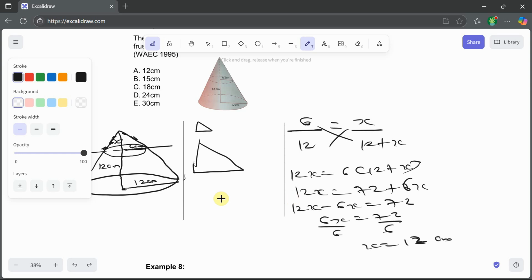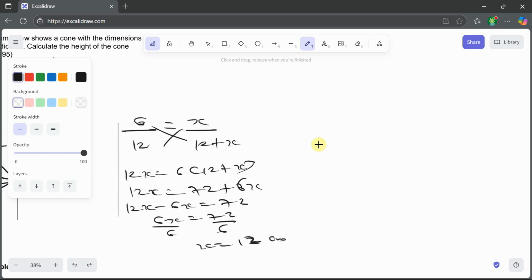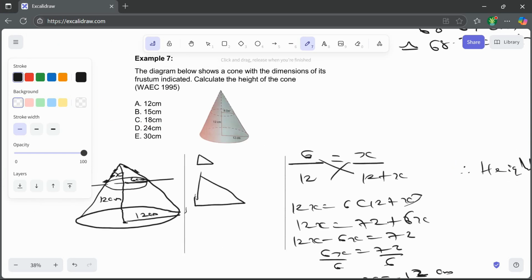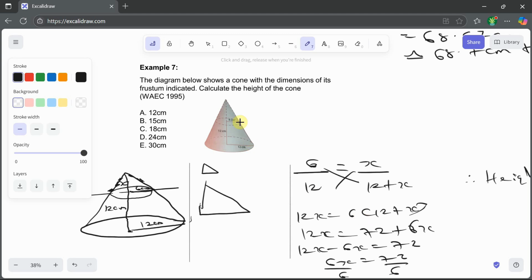Therefore, the height of the cone, which is equal to 12 plus x, is now equal to 12 plus 12, which is equal to 24 centimeters. So don't be carried away and say whatever x gets is just from here to this top point, but the entire height will be 12 plus 12, which is 24, and that will be option D. Great.